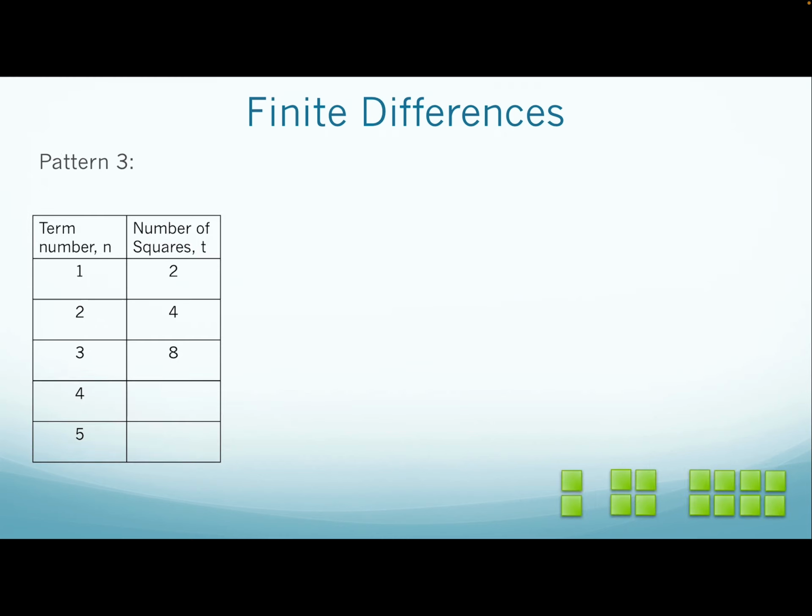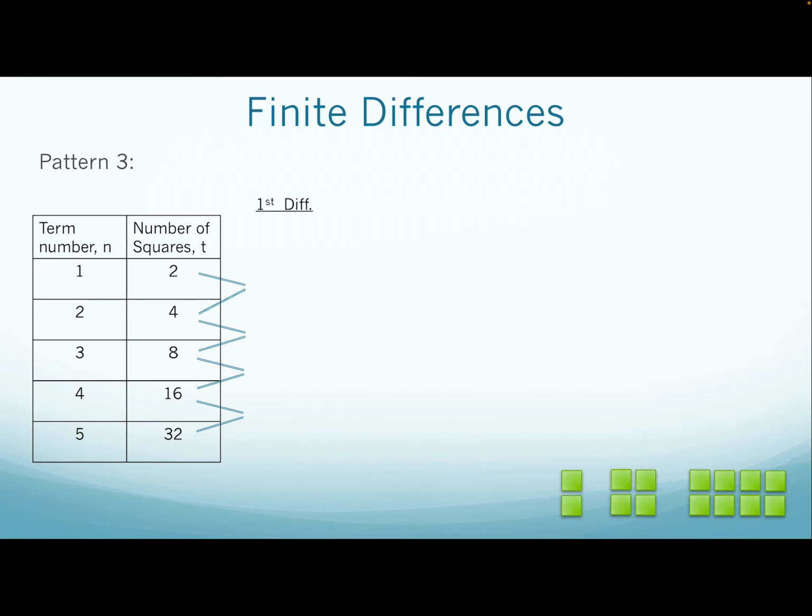Last pattern, number 3. This is the one that's doubling. To complete the table, the fourth term would have 16. The fifth term would have 32. 16 doubled is 32. Okay, now for our finite differences. So what do you guys think is going to happen with the finite differences for this? Okay, you haven't seen anything quite like this yet. So let's go ahead. Here's the first finite difference.